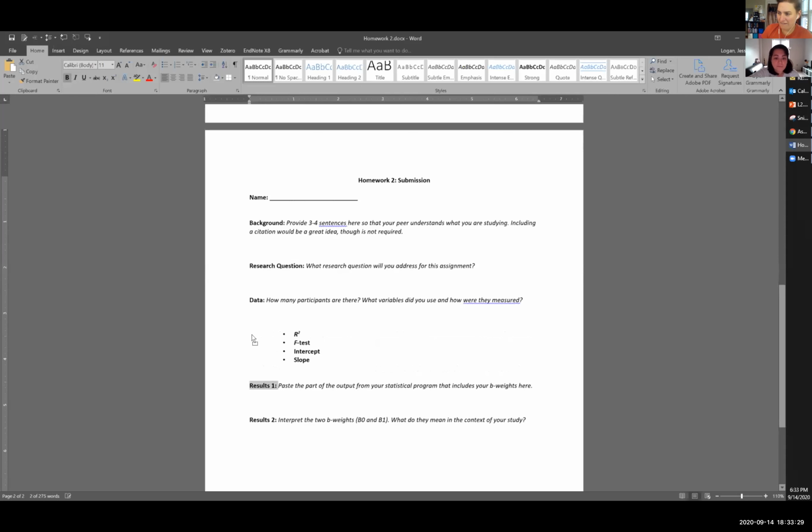Okay. And I feel like they do better when I, I think it doesn't work when I do it like this. But if I say, interpret the 2 B weights, what do they mean in the context of your study? If I actually ask it like that, sometimes they answer it. Okay. So I'm going to fix this and then I'll upload it. Does that make sense? Yes.